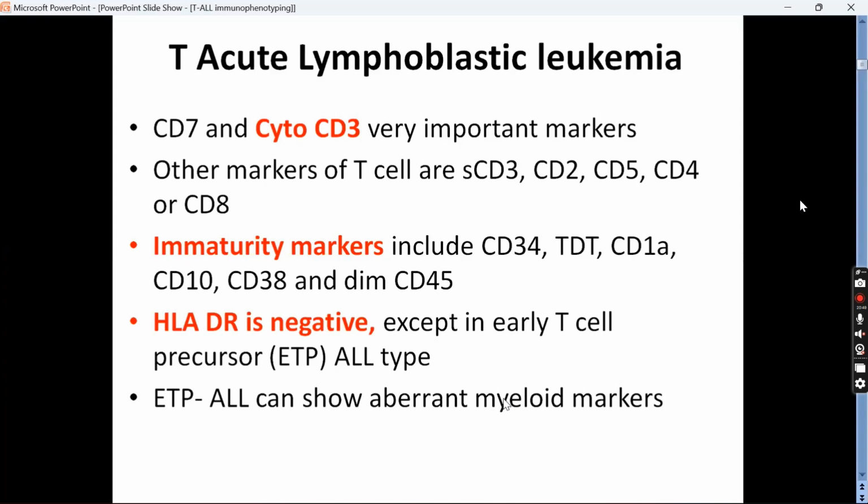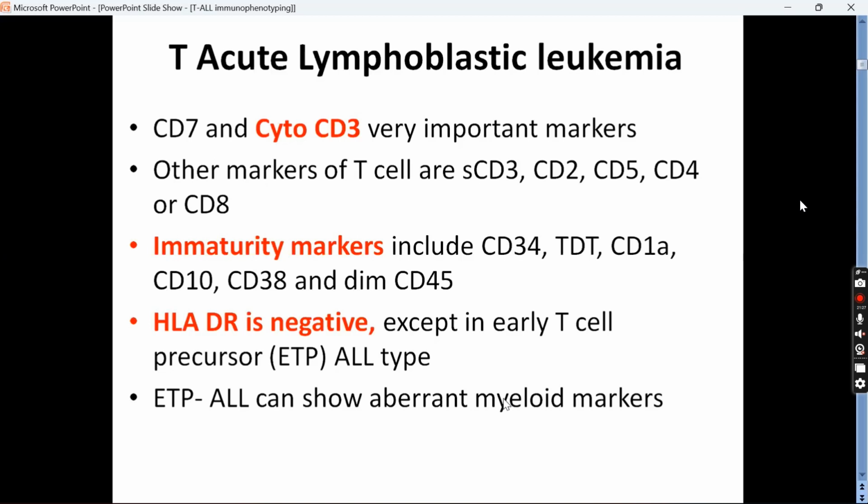Any doubts? One doubt: surface CD3 usually is present in mature T cells. Correct. T-ALL also can have surface CD3 positivity. Yes, it can have, if there's a type called mature T-ALL. Of course, we are not using these names now. This mature T-ALL, cortical T-ALL, pro-T ALL, the CD3 can be positive. More likely it will be dim. It can be negative. Or I have seen cases where surface CD3 is moderate.